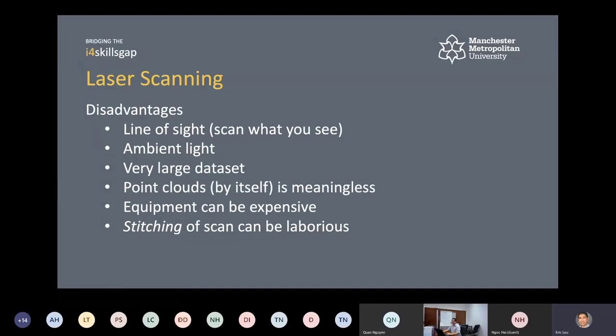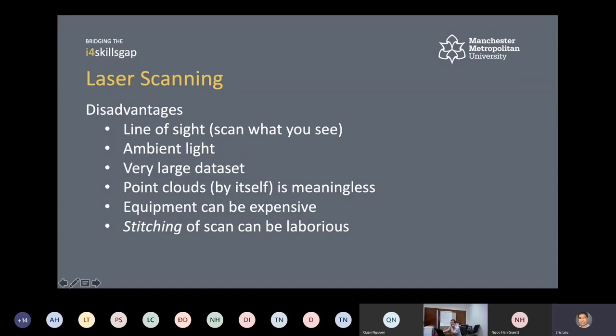A disadvantage of laser scanning is line of sight. Basically, you can only scan what you see. If you scan something from the front, you cannot scan the back. You need to go behind it and rescan it. This provides you with different scan data sets, and these data sets can be very large. It depends on what scanner you use and the intensity. Each data set can be as big as 1 gigabyte. If you have 10 scans, that's 10 gigabytes of data. A lot is overlapping. What we do about this depends on how powerful your computer is.